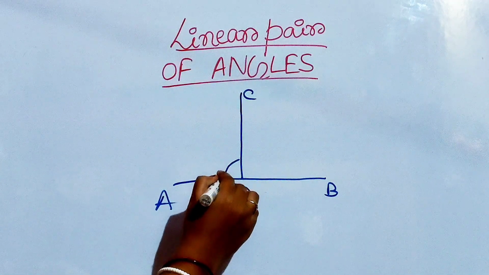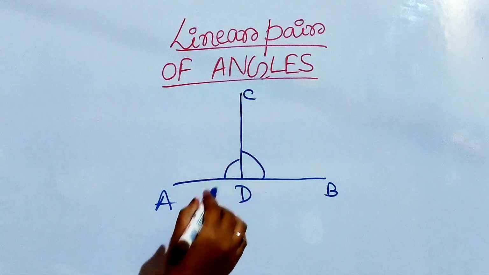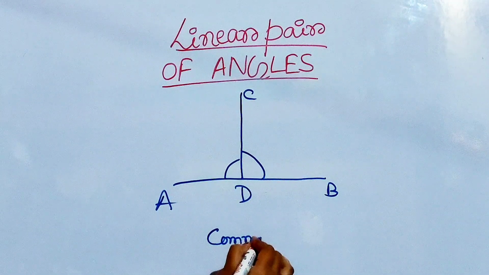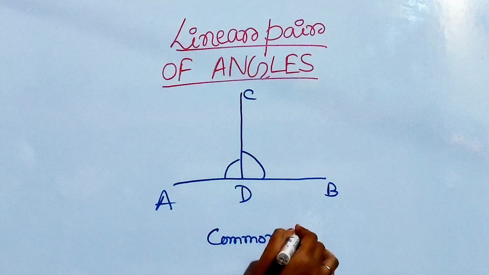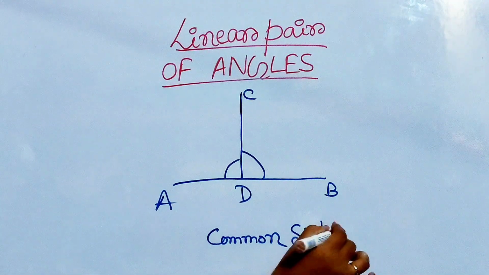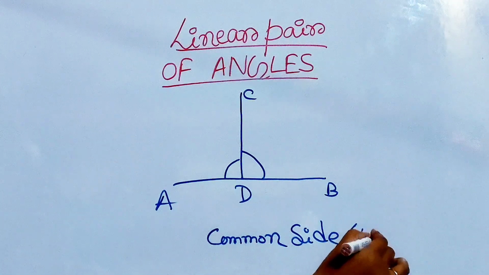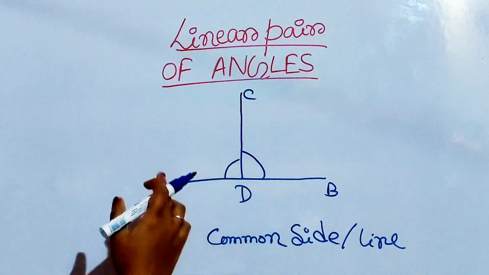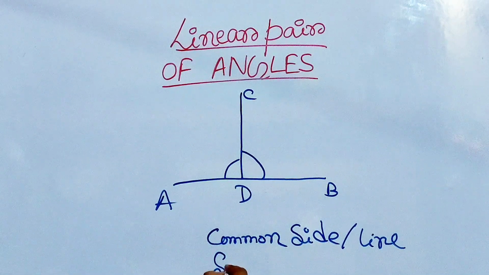See here, I have drawn a diagram. AB is the line and CD is another line, that is perpendicular. Then you can say that CD is the common side between angle ADC and CDB. CD is the common side. So here you can get a common side, or you can say common line.